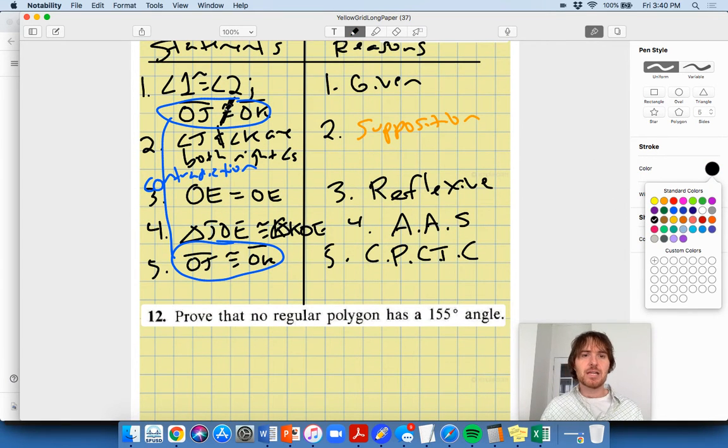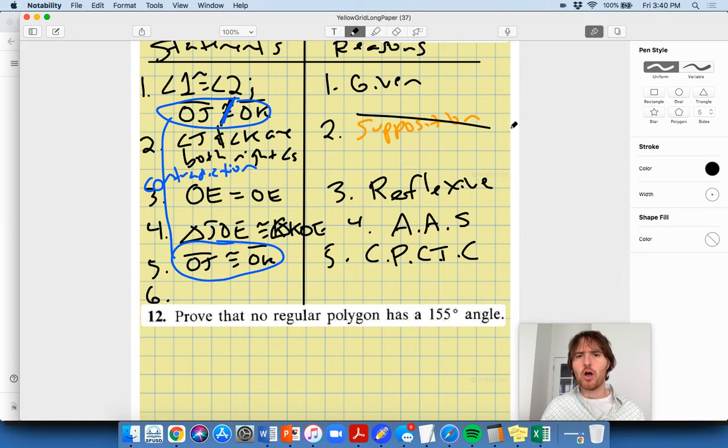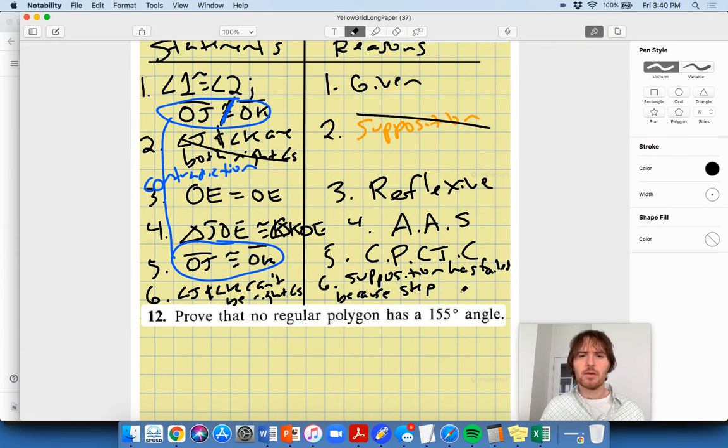So our contradiction, we've contradicted a known fact that angles O and J could not be congruent to one another. So that means our supposition is false. Okay, this can't be true, right? So therefore, angle J and angle K, we have now proven it, can't be right angles. And the reason is supposition has failed because step 5 contradicts a known fact, right?